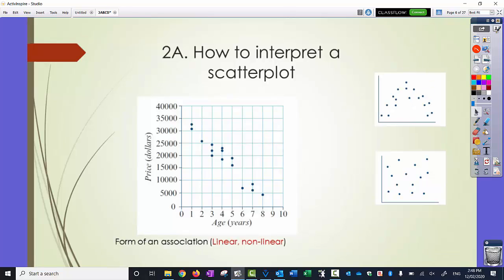Form, shape is another word for form. They follow more or less a straight line. These follow a curve. And again, this one doesn't. As far as you're concerned, they're either linear or non-linear or none. That is actually an upside-down parabola, isn't it? But it could be any.